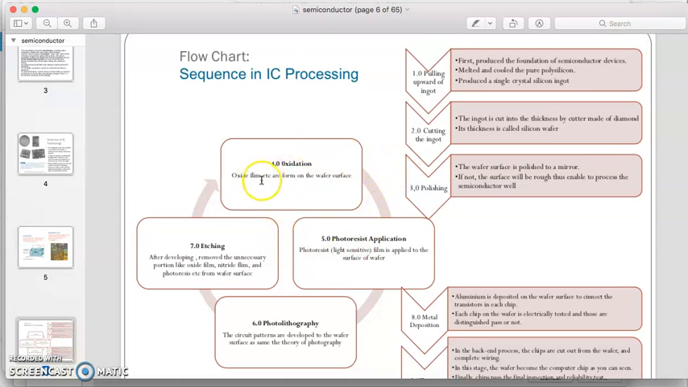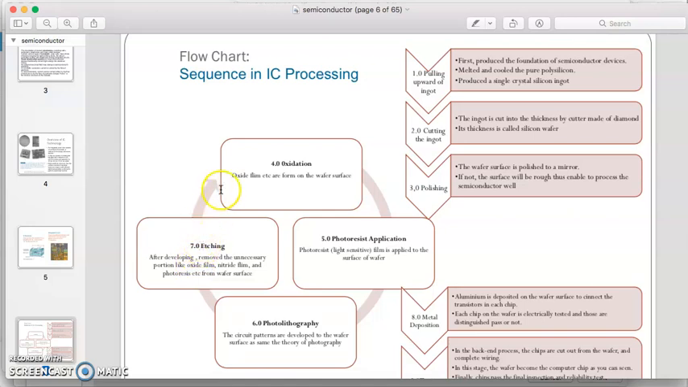The second phase is the layer by layer process. Start with oxidation: we apply a thin film on the surface of the silicon wafer, and then apply photoresist. Photoresist is a chemical that reacts with light, very sensitive to light. Then we apply the photolithography process, which duplicates the pattern of the circuit onto the surface of the silicon wafer. Then etching is a chemical reaction to remove unwanted portions on the surface of the silicon wafer.